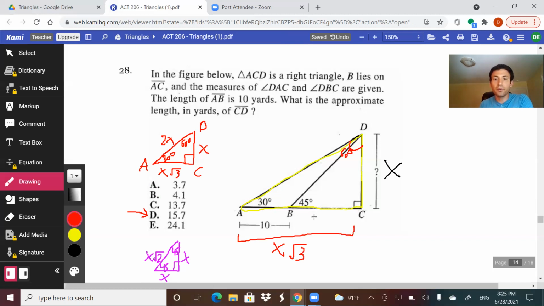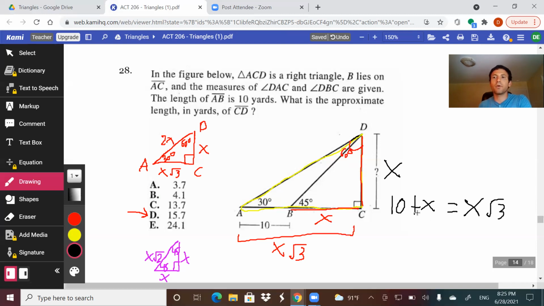Okay, so here's what we know. And then from here to here is x, right? This is x, and this is x. So what we can do to figure out what exactly x is, we can say, okay, well, 10 plus x, right? We know that because they give us the 10 and we have the x from the 45-45-90 for BC. That's equivalent to x root 3, which is the 60-degree angle of the big triangle, which is a 30-60-90. So hopefully that makes sense.